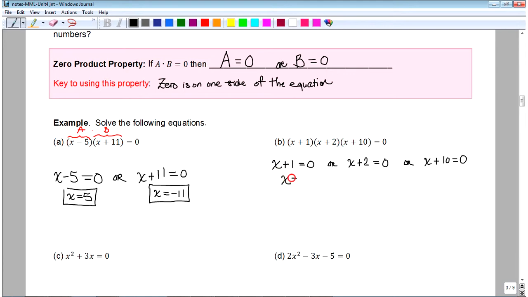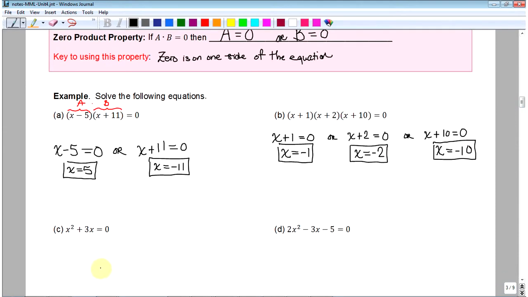So in my first equation, we subtract 1 from both sides to get x equals negative 1. My second equation, our solution would be x equals negative 2. And in our last equation, x is equal to negative 10. And those would be our three solutions.